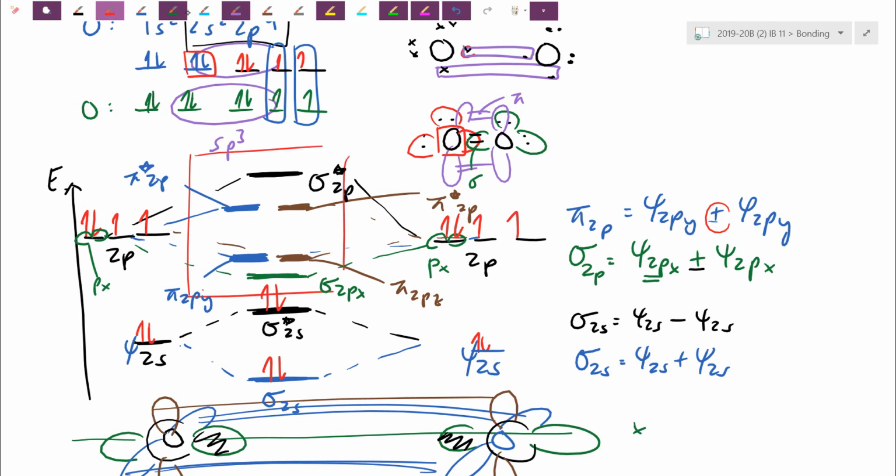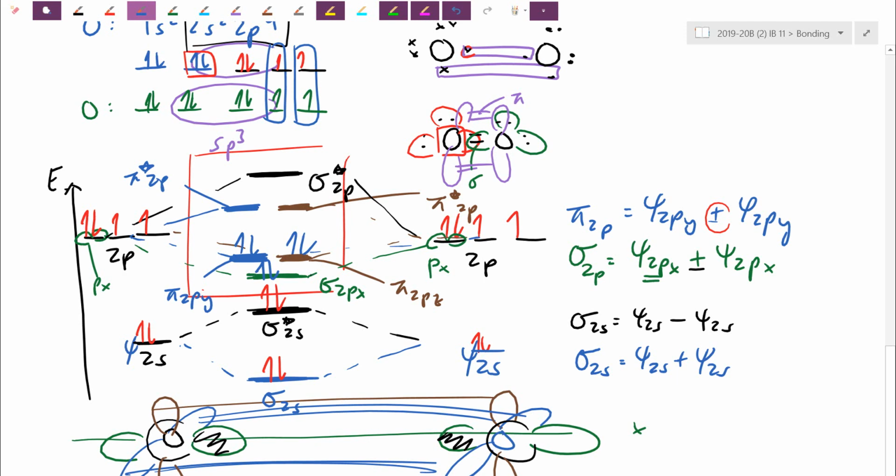Watch me do a Hund's rule here. We're going to go single, single. First two are paired up. I have the pi 2py, the pi 2pz. Those ones are degenerate. I'm going to have single, single. I'm going to do the pairing. And I have 2 last electrons here. I maximize all my bonding orbitals. Those ones are the more stabilized ones.